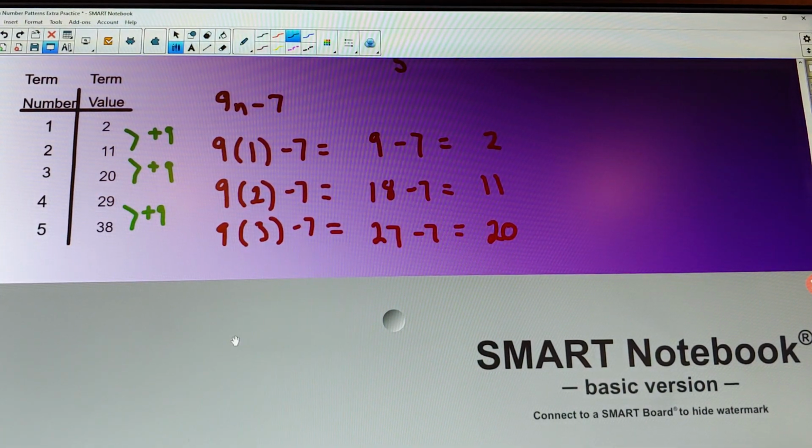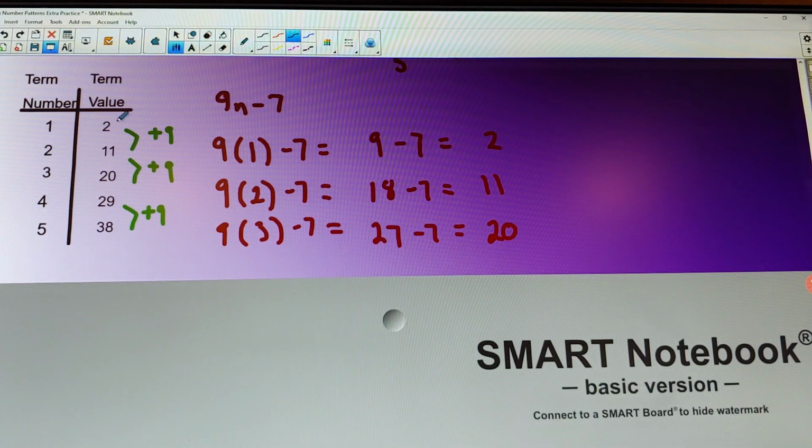Back to a little bit more of a traditional one, just some slightly bigger numbers, increasing by 9 each time, and then we're subtracting 7 to get the number so low.